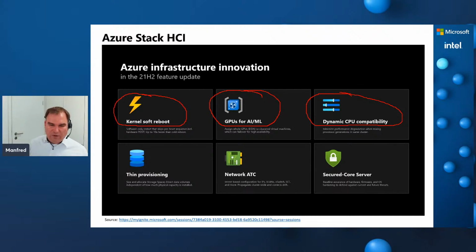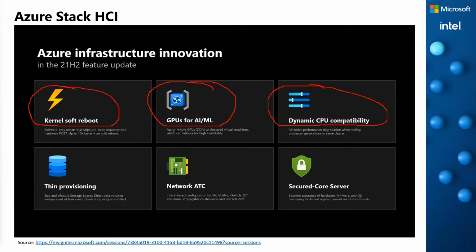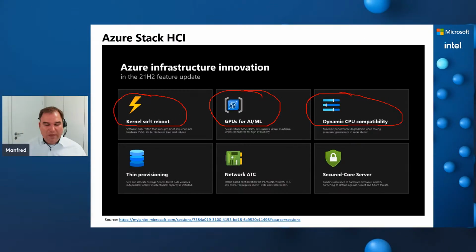I don't know if you know how this works in Hyper-V today. In Hyper-V today, for this CPU compatibility, Hyper-V looks for the compatibility between the CPUs by reducing the CPU features to an absolute minimum to provide the compatibility. In Azure Stack HCI version 21H2, Hyper-V looks at the nodes and builds the maximum feature set that is compatible between all the nodes.